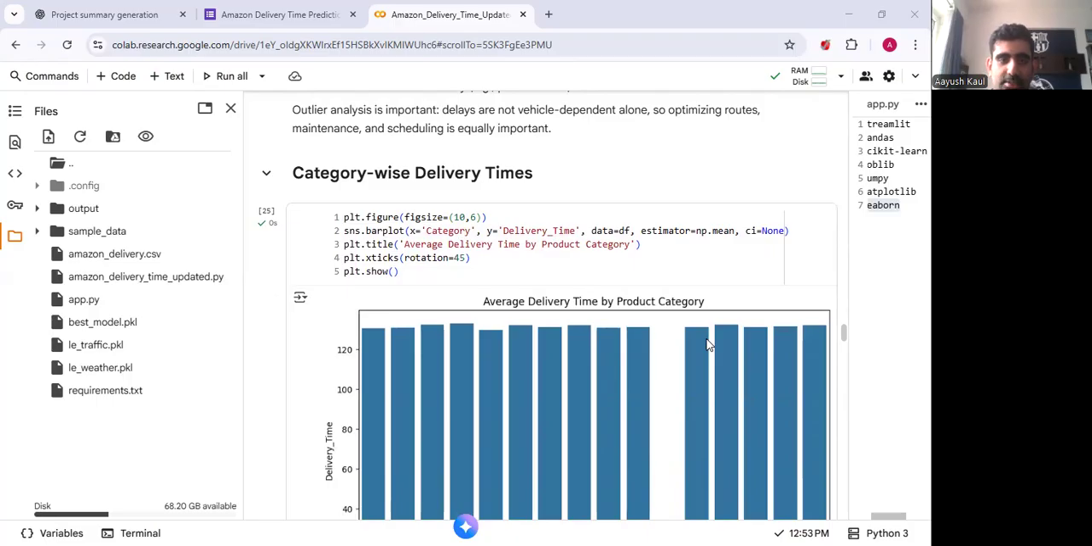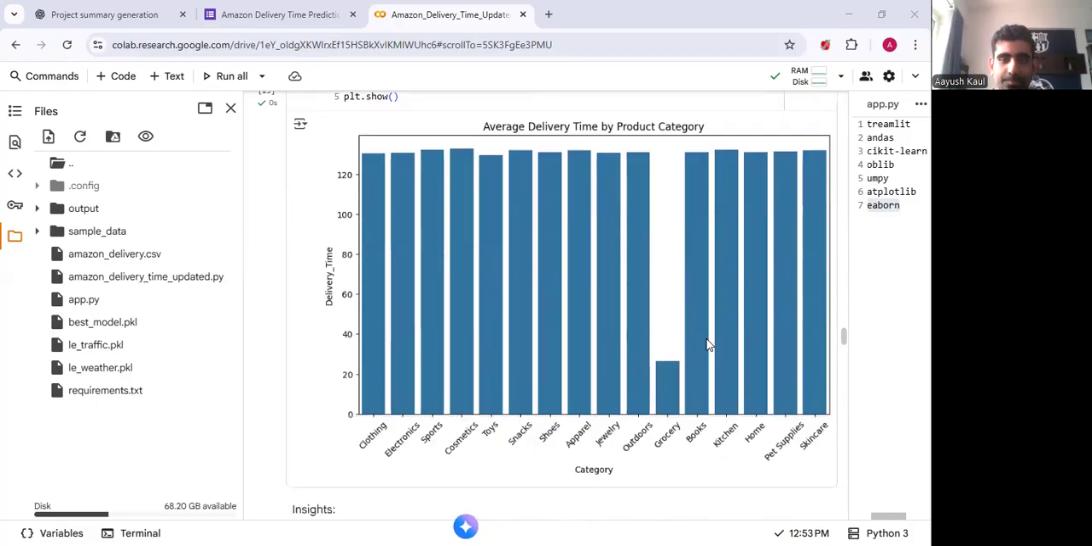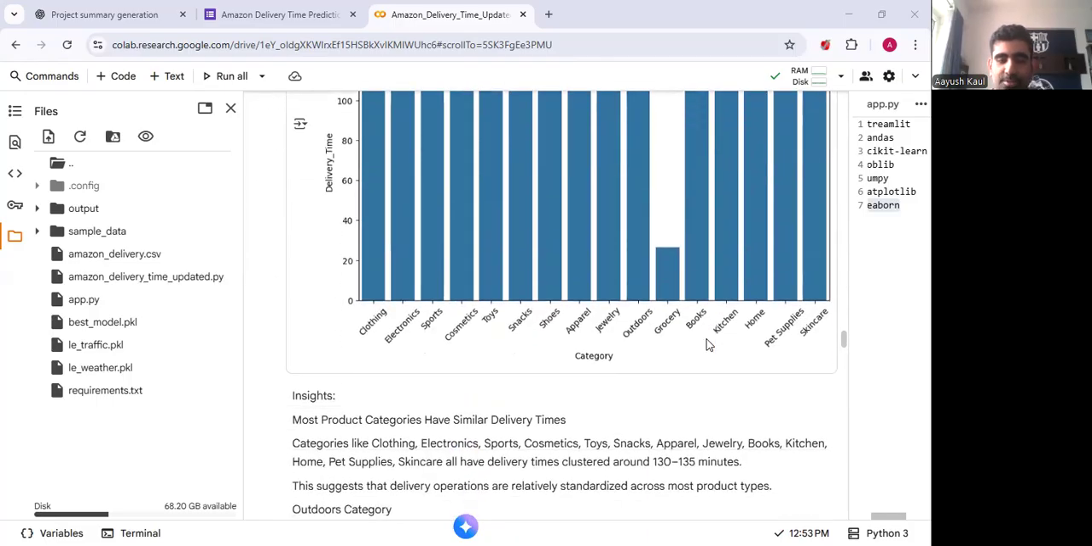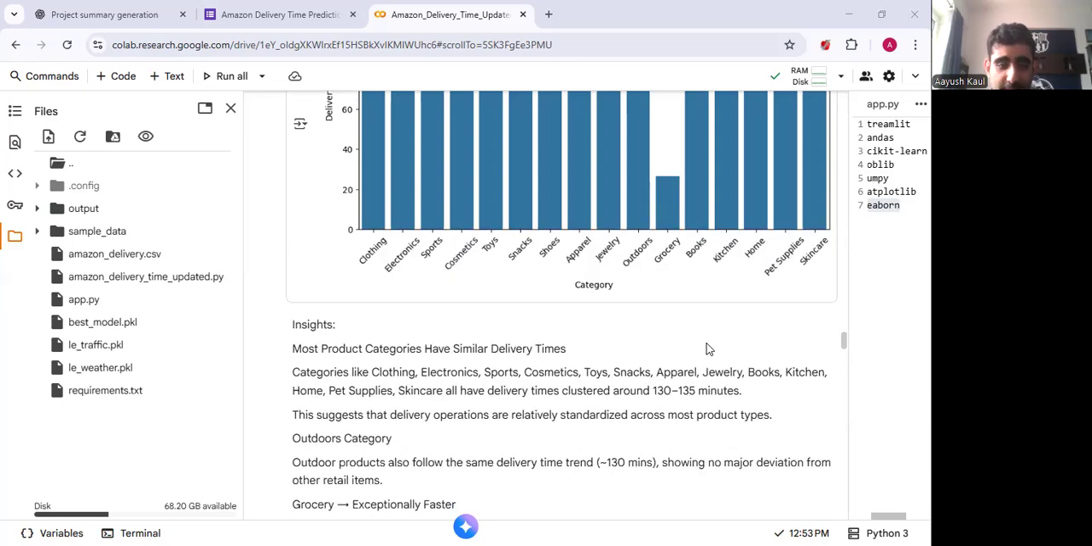Next graph I made is of category by delivery time, which gives the delivery time across all categories. The insight I found is that most product categories have similar delivery times. Categories like clothing, electronics, sports, cosmetics, toys, snacks, apparel, these have delivery times clustered around 130 to 135 minutes.